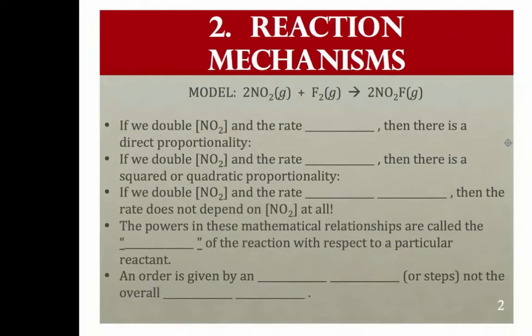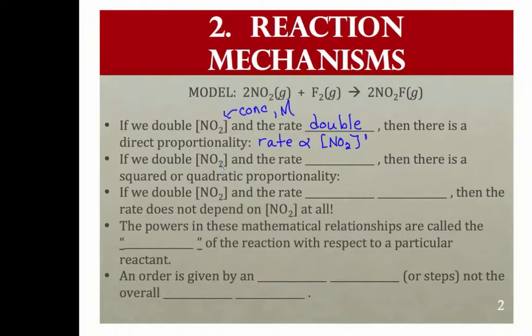Now, let me give you an idea of what our goal is with this. So here's our overall reaction again. Now, if, for example, we doubled the concentration, now those square brackets mean concentration measured as a molarity, moles per liter value. Now, if we double that and the rate doubles, that means that there's a 1-to-1 proportionality or a direct proportionality, and we would say that our rate is proportional to our concentration of NO2 to the first power.